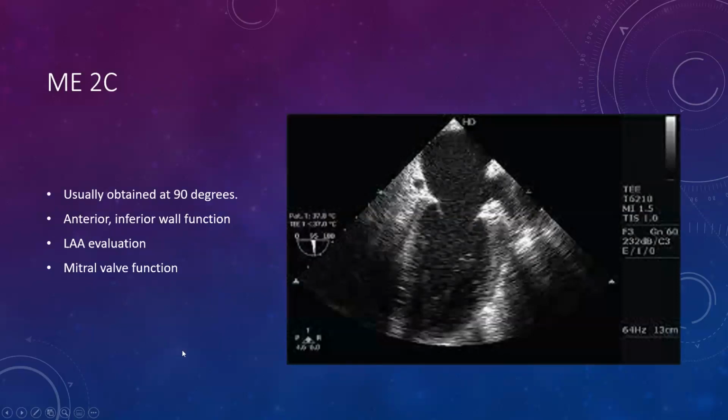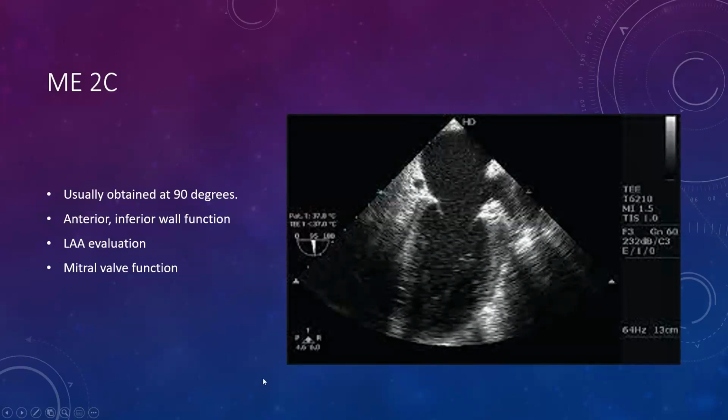Mid-esophageal 2-chamber view. So going from 60 to 90 degrees, you get the left atrium and the left ventricle. Again, you can get a good view of this left atrial appendage. And something that's useful here, you can see the anterior and inferior wall functions.